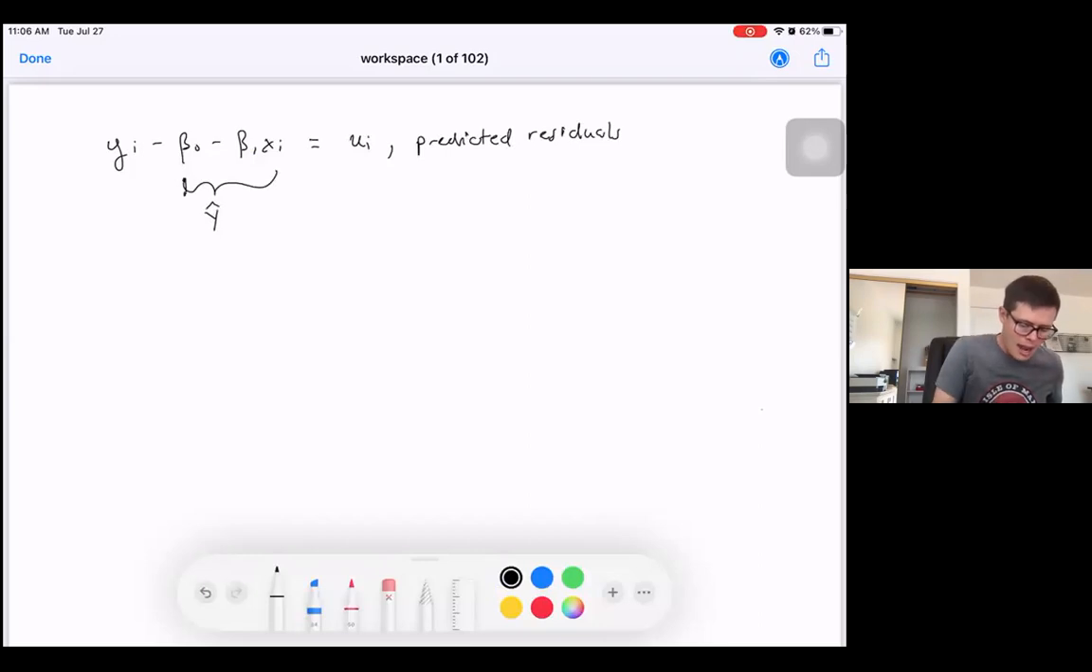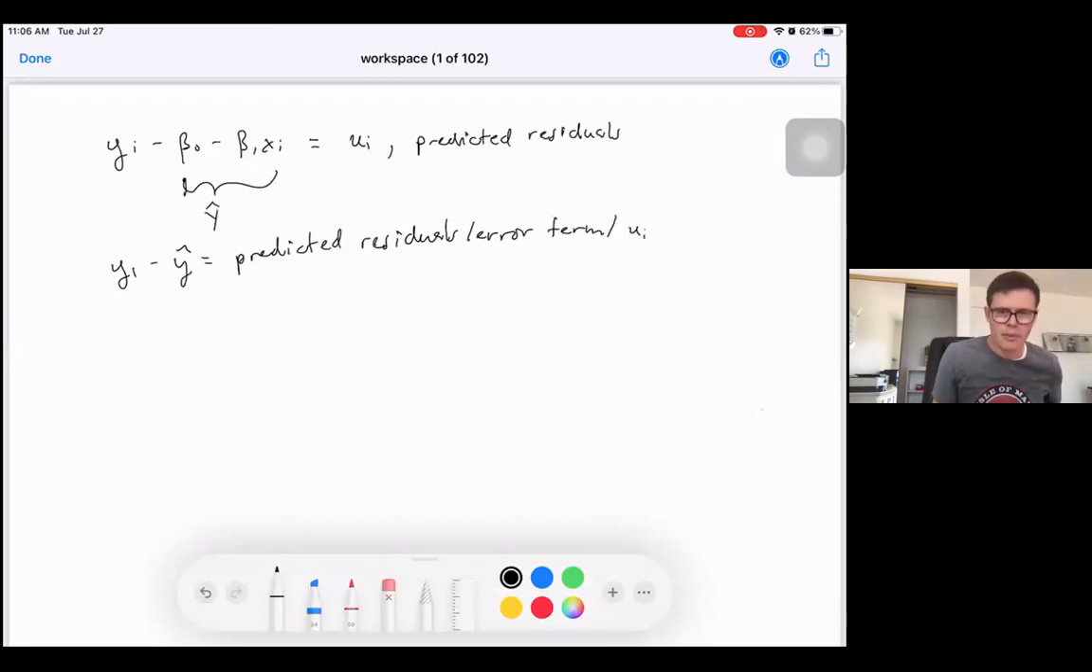And so y_i minus y hat is equal to the predicted residuals. For the error term, for u, these are all the same thing. So that one is just like a formula. About 60 or 55% got that right. Just over half the class got that right. And then the two alternatives were equally distracting.